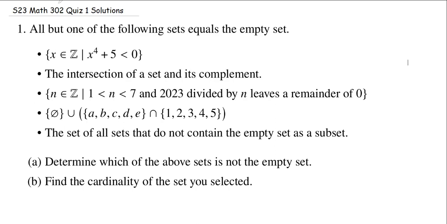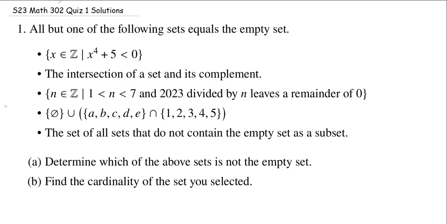Let's see. It says all but one of the following sets equals the empty set. Okay, we got to read that carefully. All but one equals the empty set. So that means most of these are the empty set. There's just one that isn't the empty set. So we just need to figure out which one that is, right?